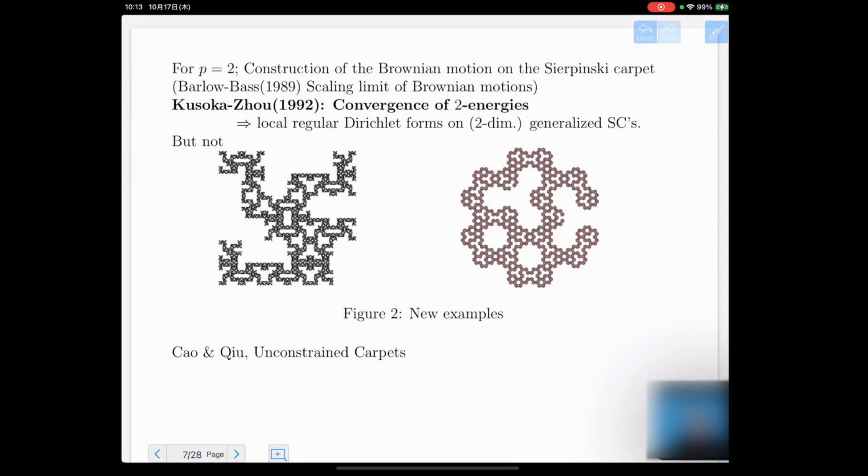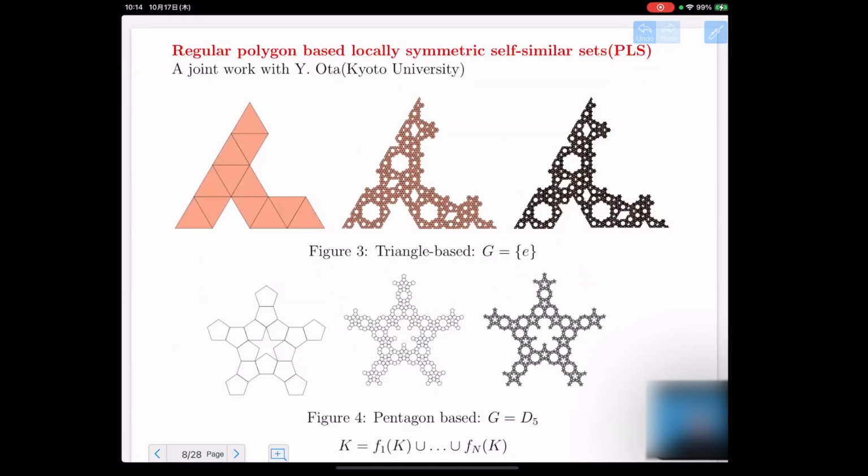But until now, there were no examples, even for the construction of the Brownian motion. We couldn't construct the diffusion process on this type of non-symmetric cell set. But due to this work, now we can construct the Brownian motion on these spaces. Another example is what I call the regular polygon-based locally self-symmetric cell sets. This is joint work with Yuka Ota, who is my PhD student.